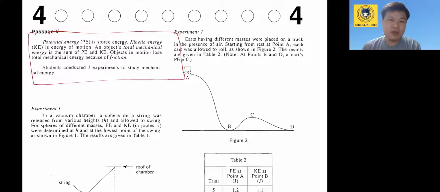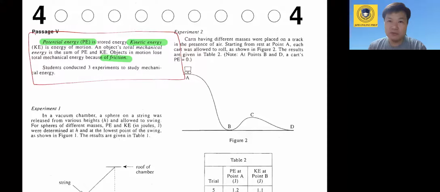Okay, here we have to remember three concepts: potential energy, kinetic energy, and that objects in motion lose total mechanical energy because of friction. Although it is a physics concept, it is common sense. If you have learned physics, it is good. If you have not, it's okay, because by simply reading this, you can solve all the questions related to this question set.